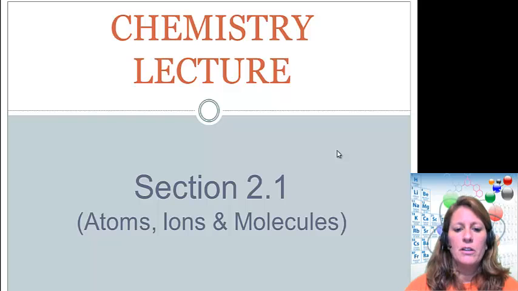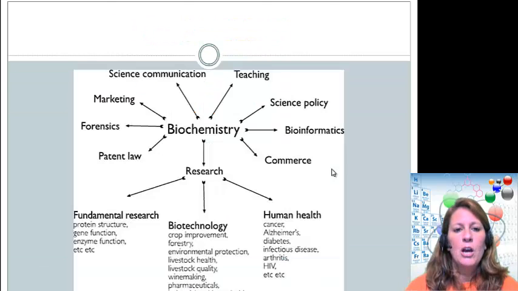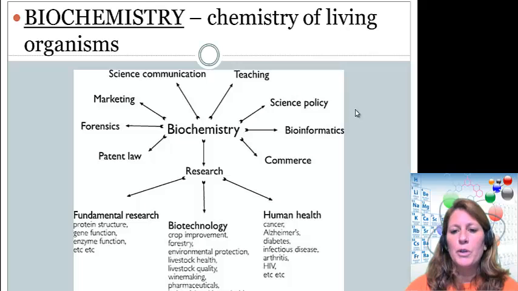Okay, welcome to this lecture, section 2.1. We're going to be looking at atoms, ions, molecules, compounds, and various other things, including the periodic table. So go ahead and get your spiral out and take notes over this. Again, you can pause any time that you feel you need to take a look at the slide or any diagrams.